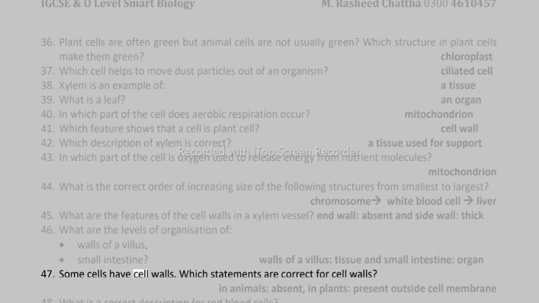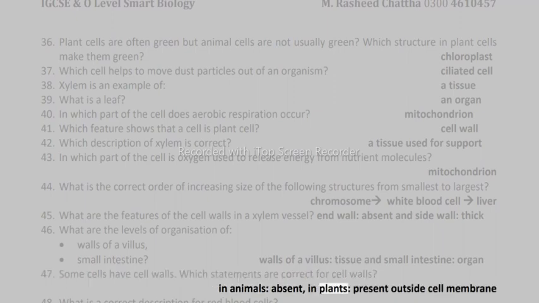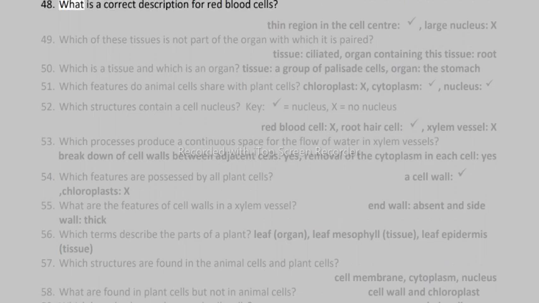47. Some cells have cell walls. Which statements are correct for cell walls? In animals, absent; in plants, present outside the cell membrane. 48. What is a correct description for red blood cells? Thin region in the cell center, large nucleus, X.